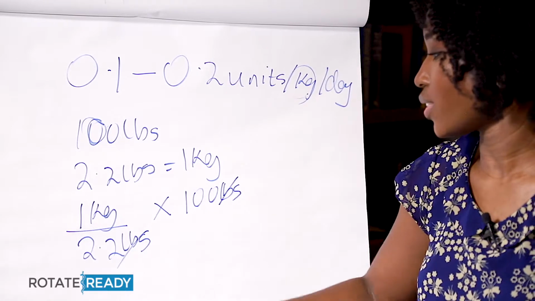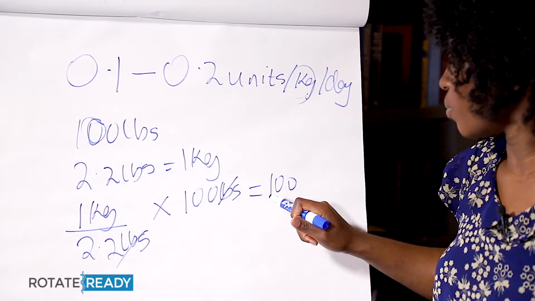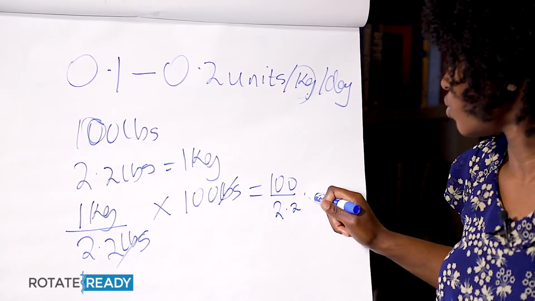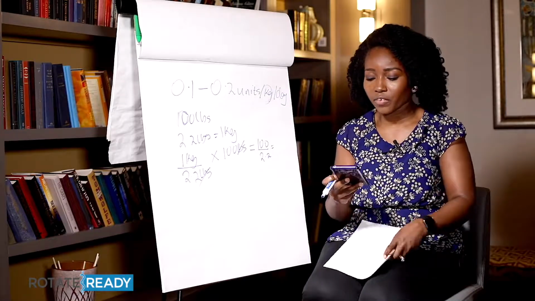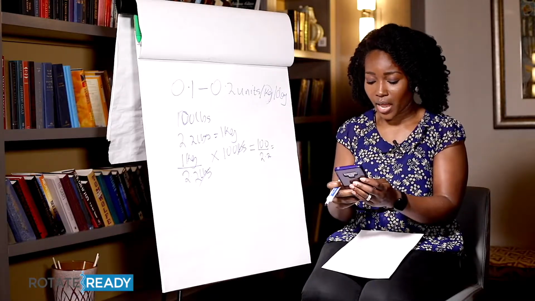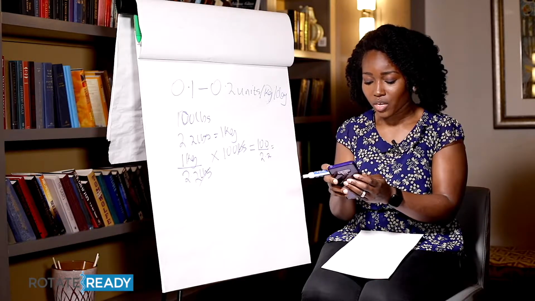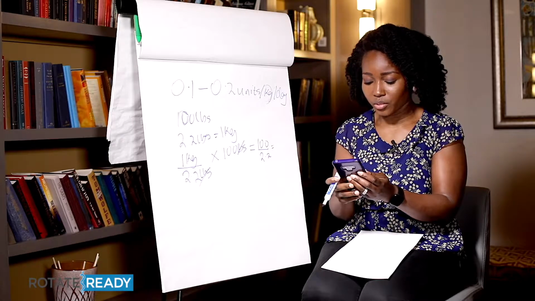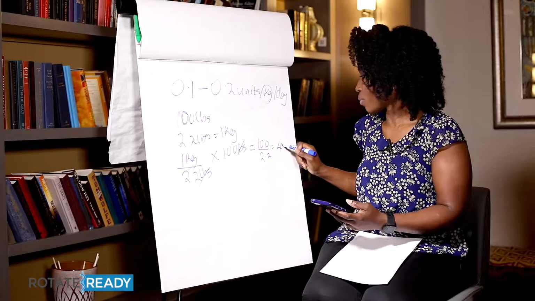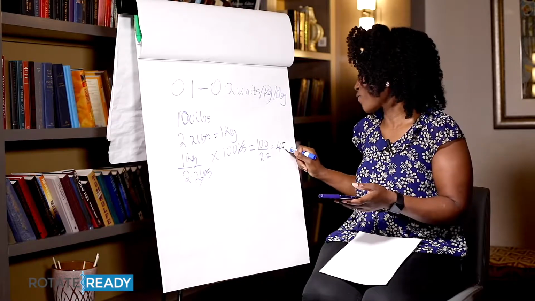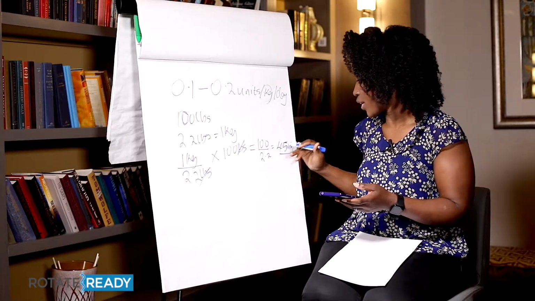So this crosses out. 1 times 100 is 100, of course. And then that's divided by 2.2. So I know this is probably going to be close to or slightly less than 50, but just because I want to be as accurate as possible, I'm going to go ahead and use my calculator here. So 100 divided by 2.2. So it's about 45. So 45 kilograms, not pounds, 45 kilograms.